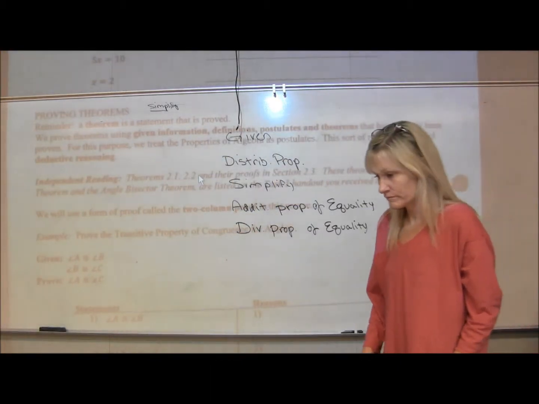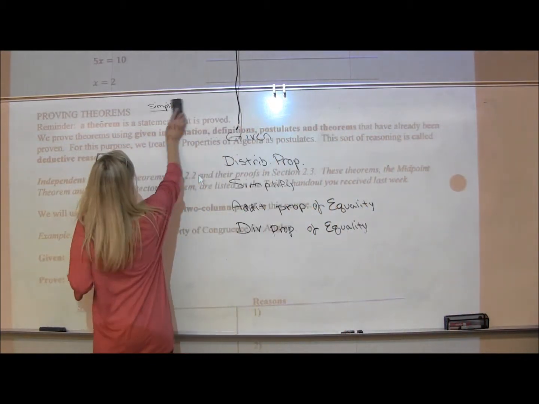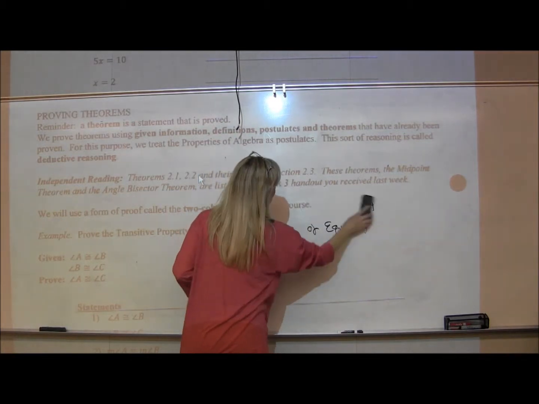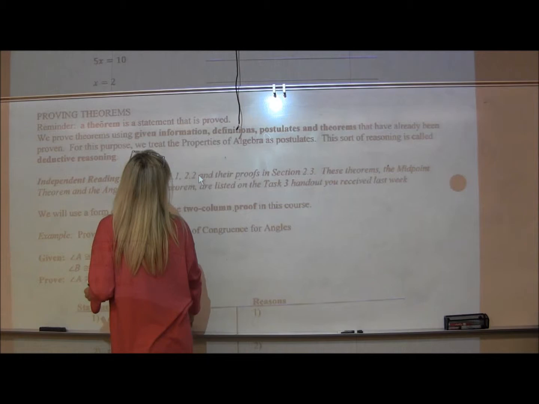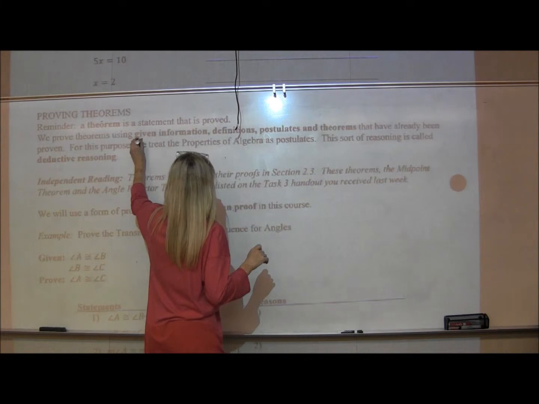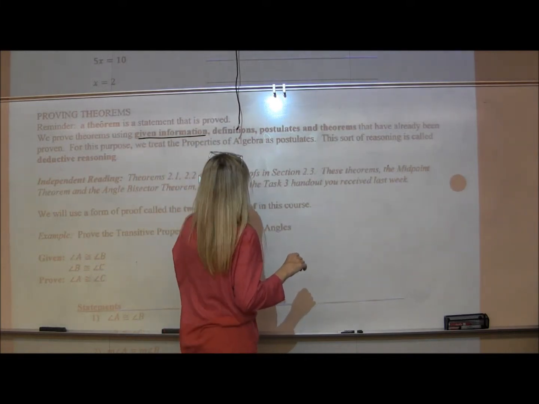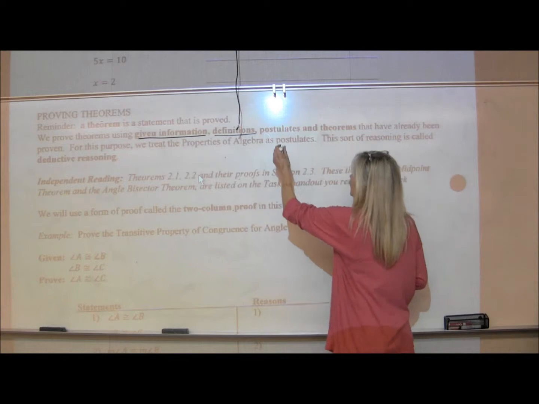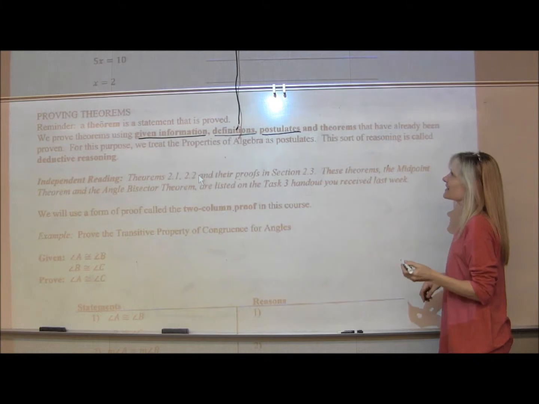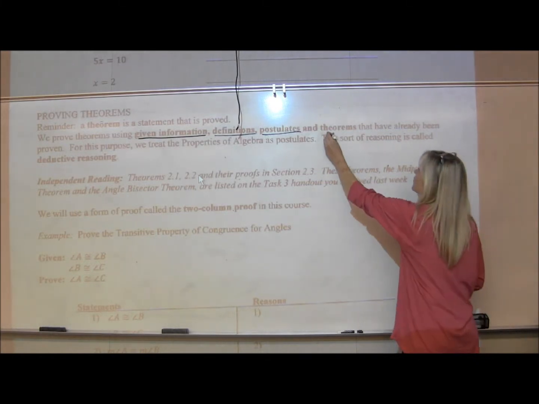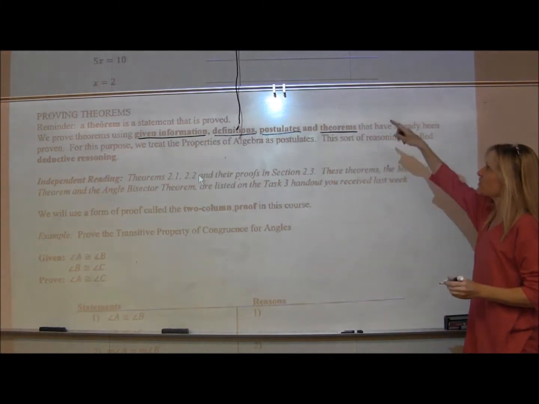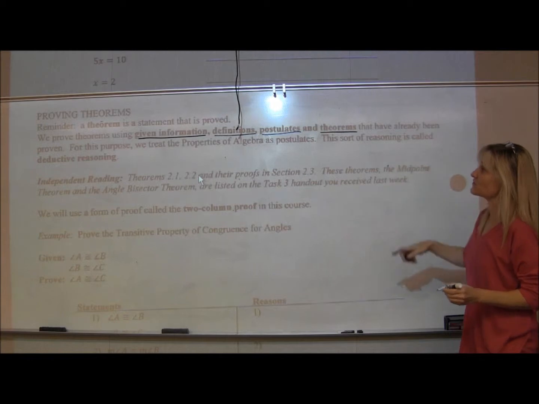Okay, so a theorem is a statement that is proved, and we've talked about that before. We prove theorems using things we already know. So we have the given information. Remember, we put given up there. We have the definitions. Postulates. Remember, those are statements that we can accept without proof. And then we can also use any theorems that have already been proven. So we have all of those things at our disposal to write as our justification for steps in a proof.